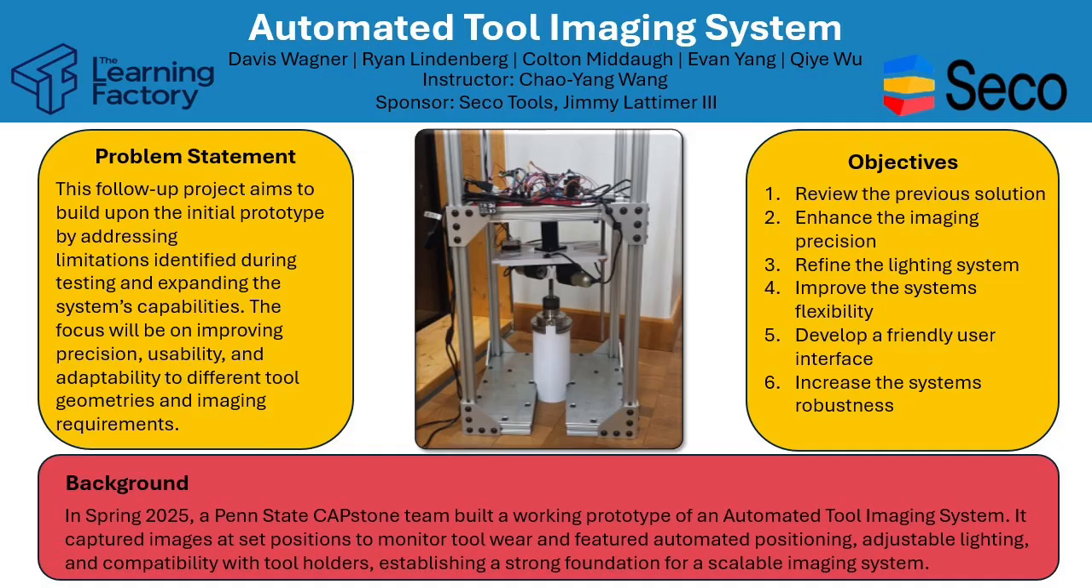It captured images at set positions to monitor tool wear and featured automated positioning, adjustable lighting, and compatibility with tool holders, establishing a strong foundation for a scalable imaging system. Our problem statement was that our follow-up project aimed to build upon the initial prototype by addressing limitations identified during testing and expanding the system's capabilities. The focus was to improve the precision, usability, and adaptability to different tool geometries and imaging requirements. The overall objective of our project was to review, enhance, and refine the previous year's prototype.